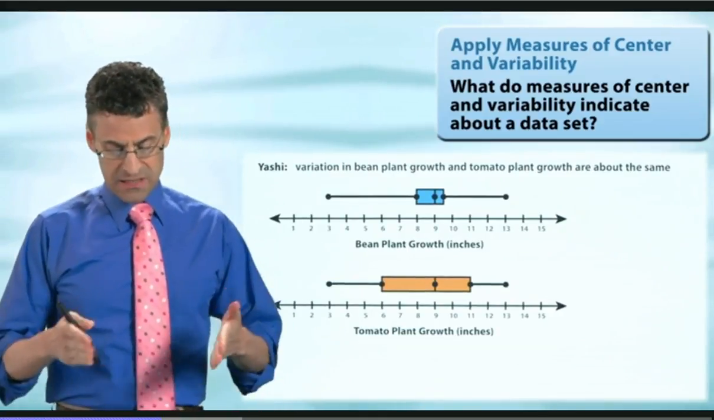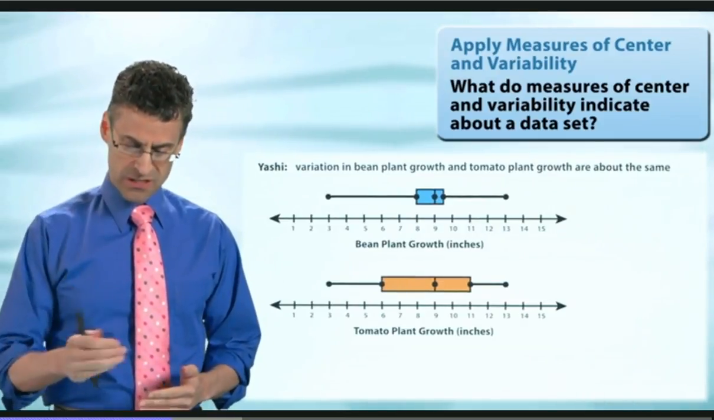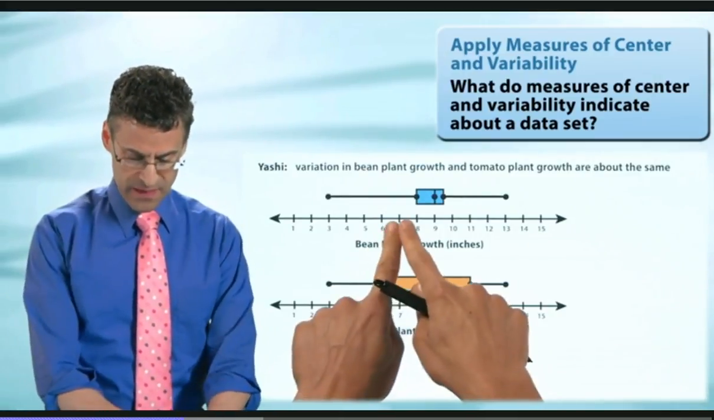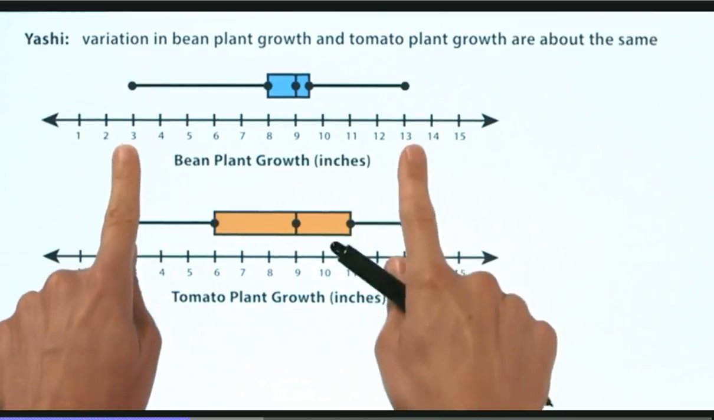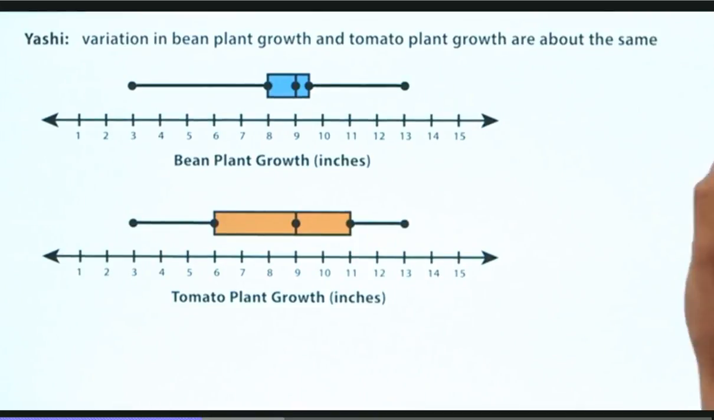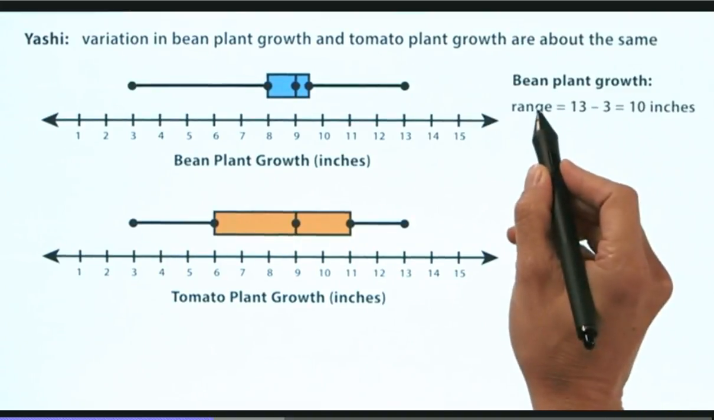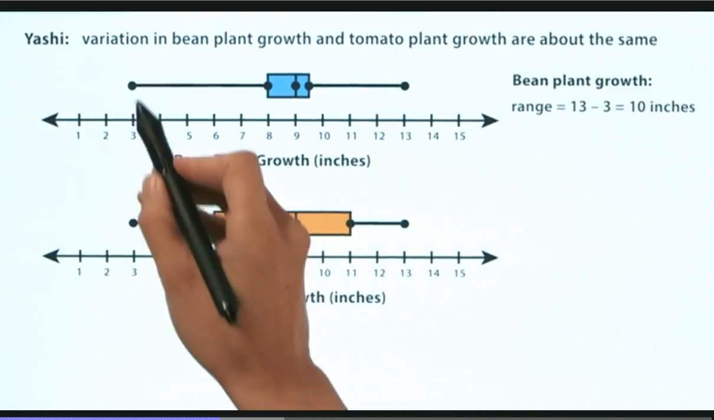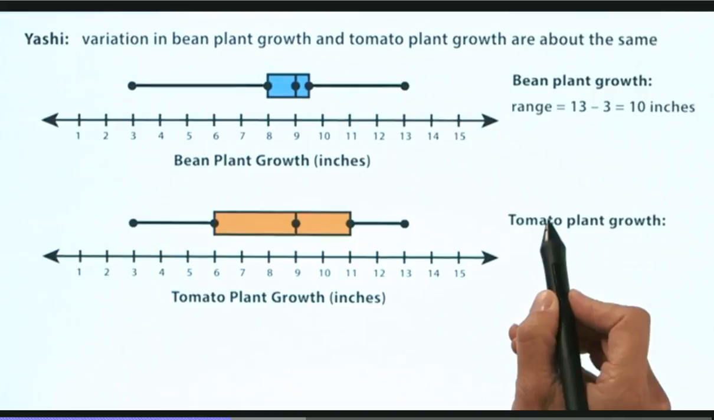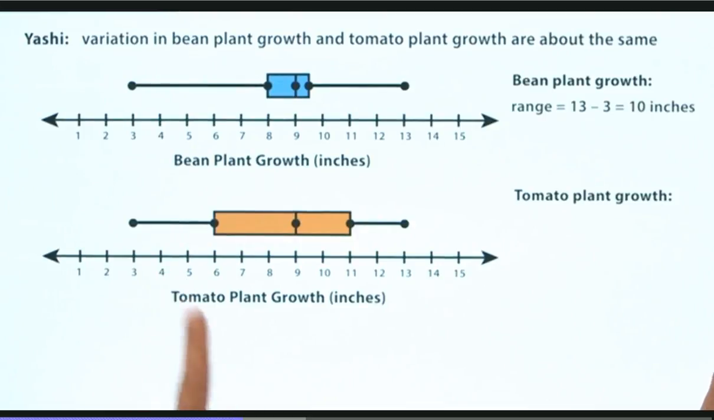So one way to look at the variation is to measure the range. Remember how to find the range. You just take the largest value and the smallest value in your data set and subtract them, which visually in the box plot is just the distance between the largest and the smallest. So let's do the bean plant first. The range would be 13 minus 3, which is 10 inches. What about the tomato plant growth? With the tomato plant growth, we see a range of 13 minus 3.